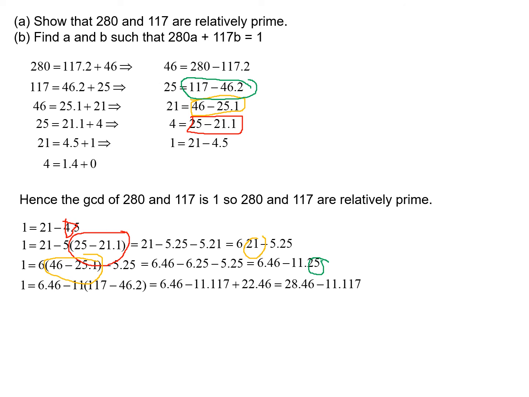For the next line here you have 46. So you substitute the equivalent of 46 into this particular line, and this will reduce the line to being a multiple of 280 and 117, and you have no more lines to substitute.